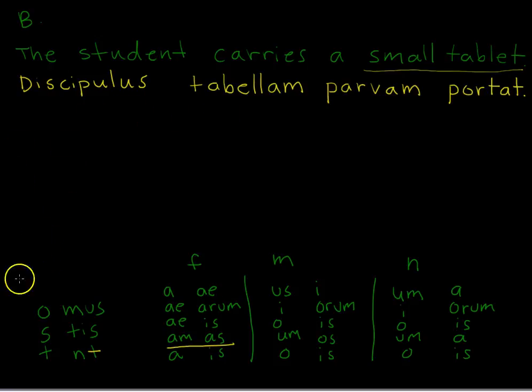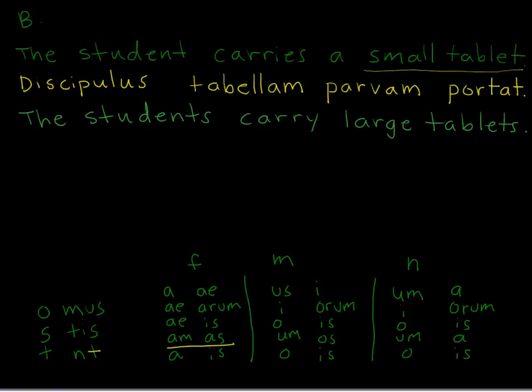Let's try the next one. Well, there's our sentence. The students carry large tablets. Oh, it's almost exactly the same. The only thing that's different is instead of one student, we have more than one student. And instead of one tablet, we have more than one tablet. And instead of small, they're going to be large. Wow, we'll work that out. So if discipulus is one student, discipuli is more than one student. Discipuli, the students.